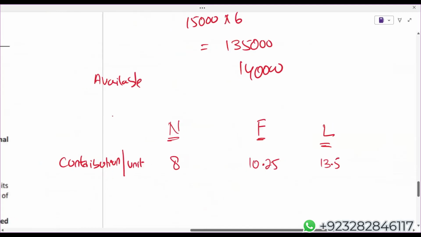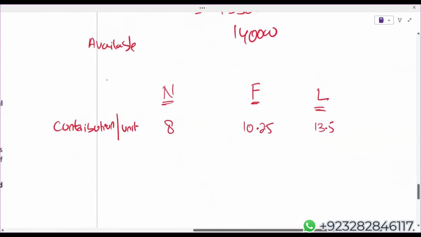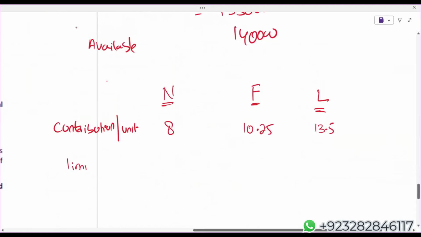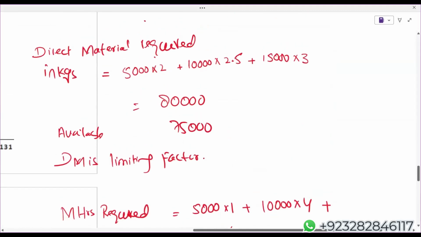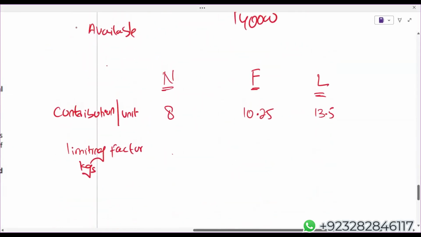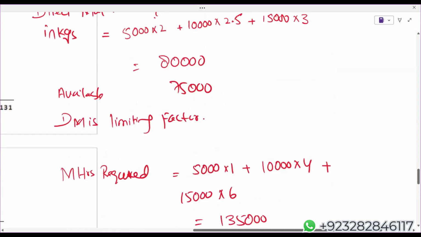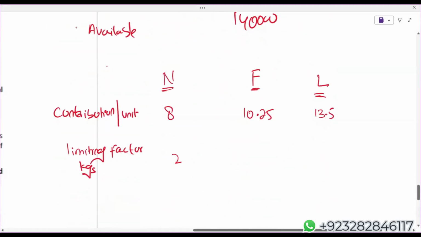Now simply divide this contribution with the limiting factor, which we need per unit. Limiting factor is our kgs. Natural. 1 unit of natural needs 2 kgs of direct material. Fruity needs 2.5 and luxury needs 3.